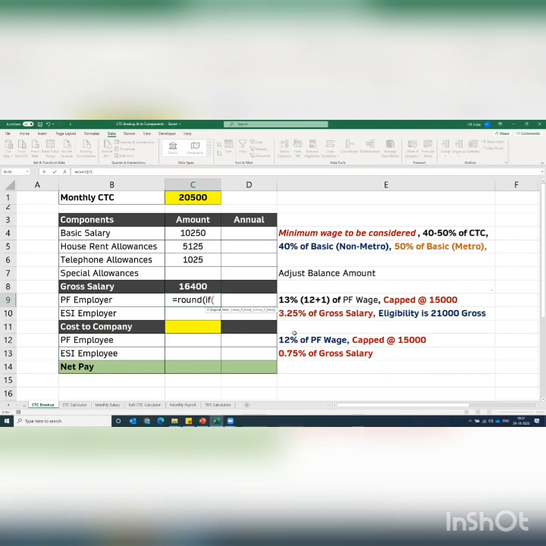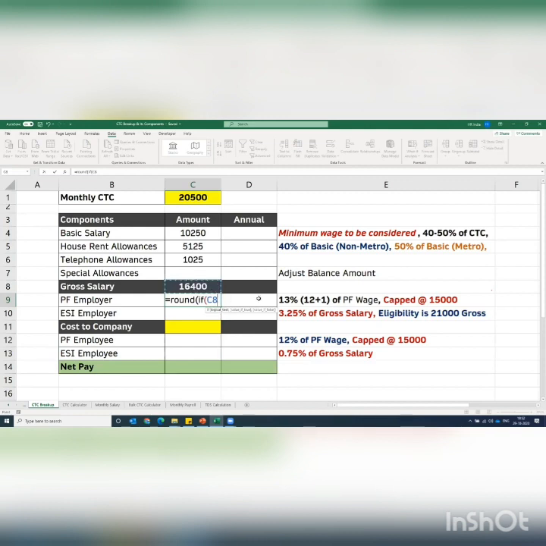So what is the logical test we are going to use here? We are going to use the capping criteria as the logical test. Like, if somebody's gross salary is more than 15,000, I want to limit it to maximum 15,000. Let's use this criteria as the logical test. So if the PF wage, what is the PF wage? We are considering the gross salary of the employee as the PF wage.